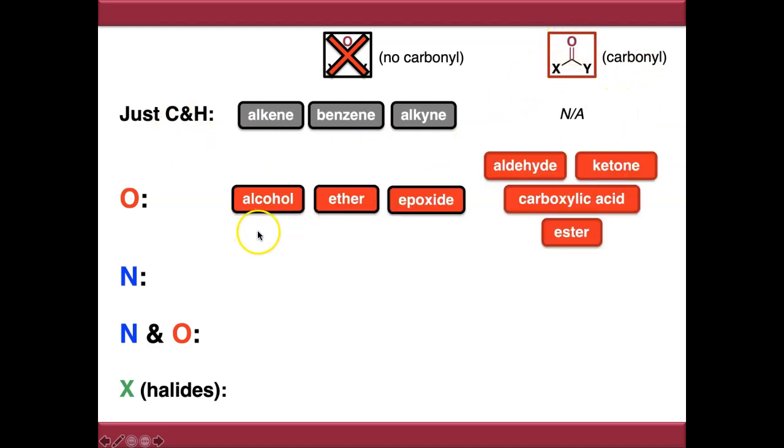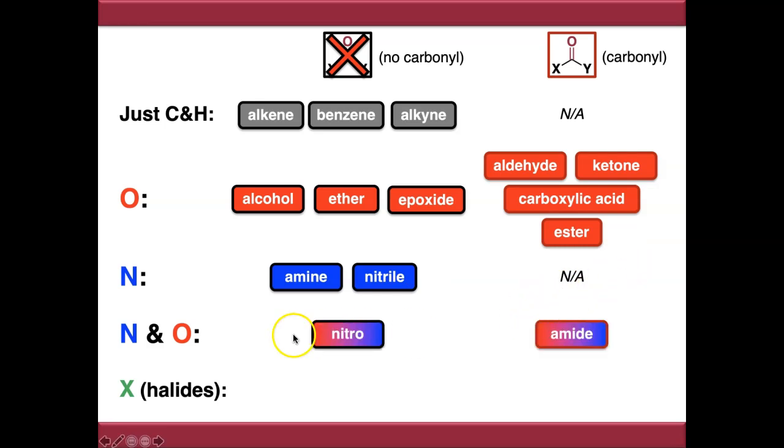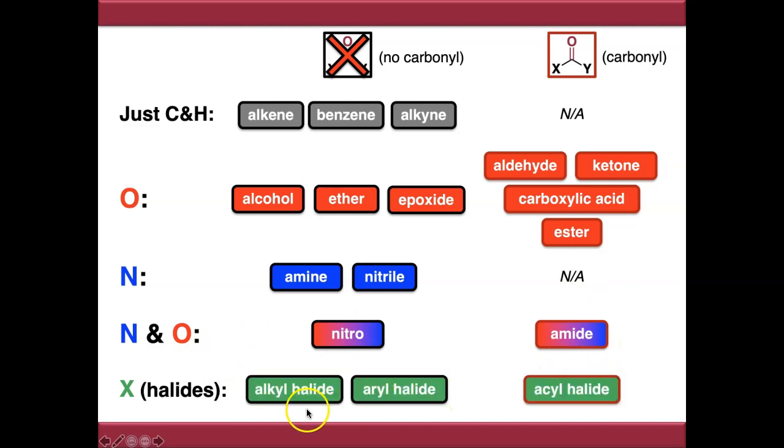On the oxygen side of things, we're going to come across alcohols, ethers, and epoxides. And then carbonyl-containing functional groups: aldehydes, ketones, carboxylic acids, and esters. In terms of the nitrogen-containing compounds, amines and nitriles. And obviously, again, because carbonyls have got oxygen in, we can't have any functional groups that have just got nitrogen in. And then for nitrogen and oxygen, we're going to come across nitro and amides. And then with halides, alkyl halides, aryl halides, and acyl halides.